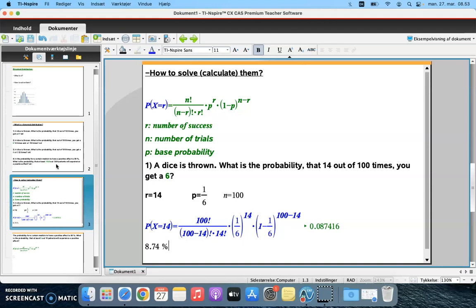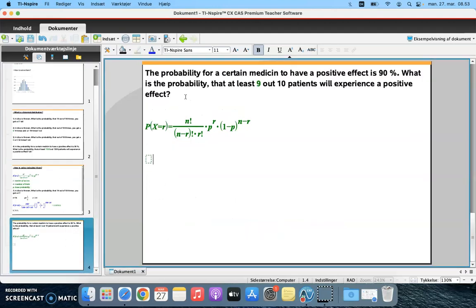I'm going to take another example as well. This here says the probability for a certain medicine to have a positive effect is 90%. What is the probability that at least 9 out of 10 patients will experience a positive effect? So let's figure out what is, I'm going to start out with N this time. What is N? Well, that was the number of trials, right? So how many times do we attempt? We have 10 patients, so N must be 10.